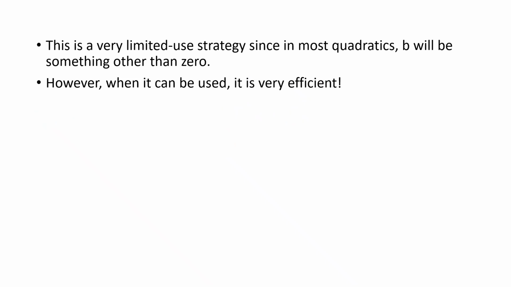Now, this is a very limited use strategy, since in most quadratics, b will be something other than 0. So it's not something that you can use all the time. However, when it can be used, it's a very efficient way to solve it. You can actually take all of these equations and solve them using other strategies that we cover in our study of quadratics. And sometimes we just default to those other strategies. But if you remember that this is something you can do, and b does happen to equal 0, then this would be a very efficient strategy for you.